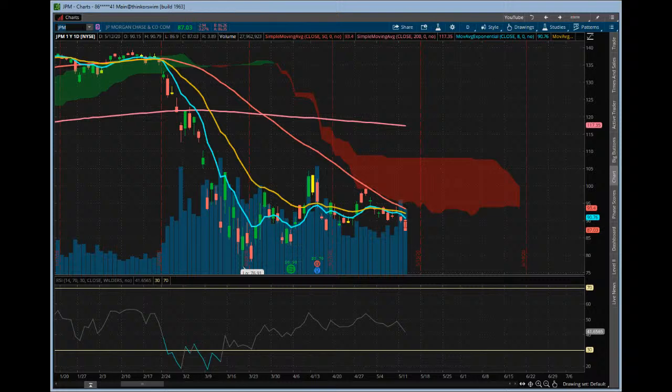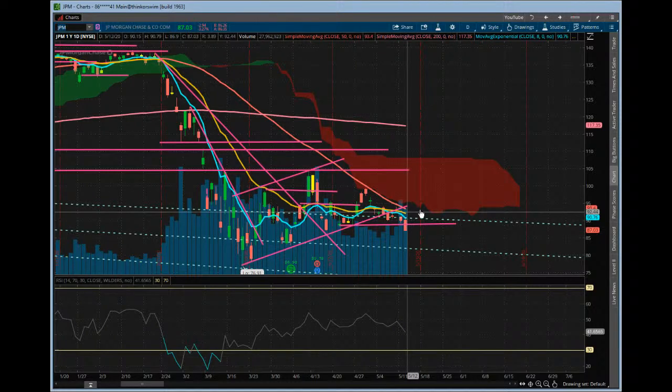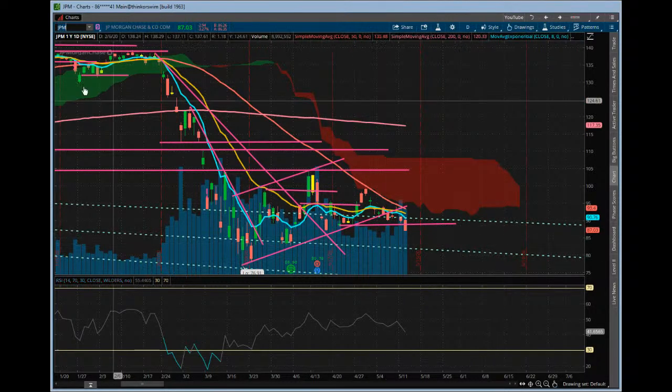Now, JP Morgan pulled back but didn't have the volume like Wells Fargo did. So let's keep an eye on that one. Again, this is a Dow stock. This is one they might try to prop up a little bit more. But yeah, definitely Wells Fargo looking weak here. And JP Morgan, the chart still looks weak there too.